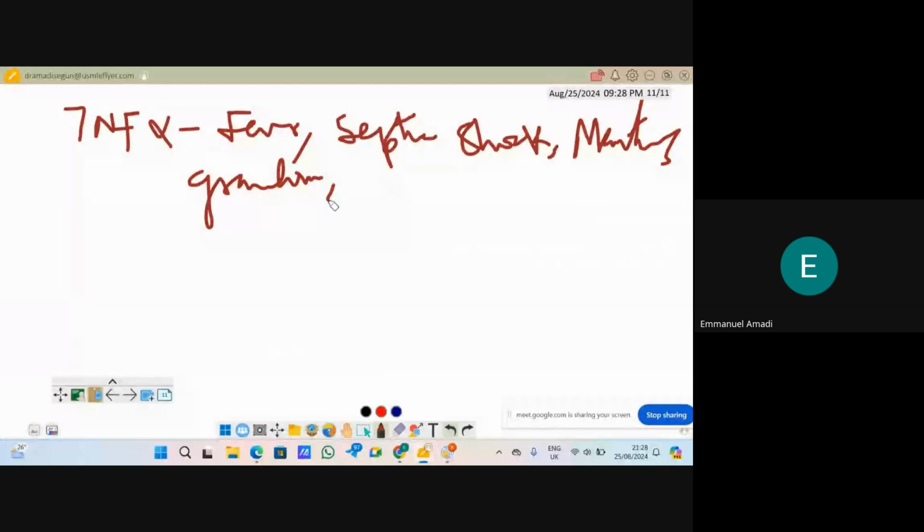It is responsible for causing cachexia. Cachexia is extreme weight loss in certain conditions like malignancy. You've seen people that have malignancy, you see that they lose a lot of weight and they are very, very thin. It is definitely TNF alpha that does that.